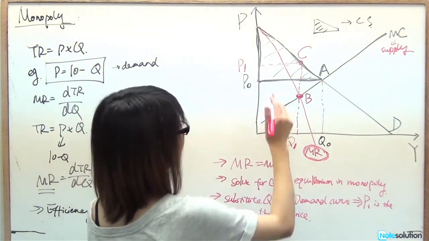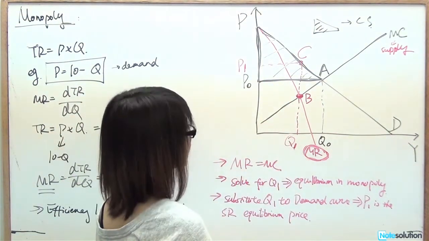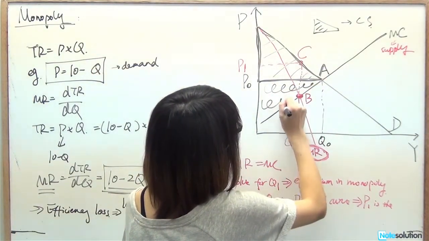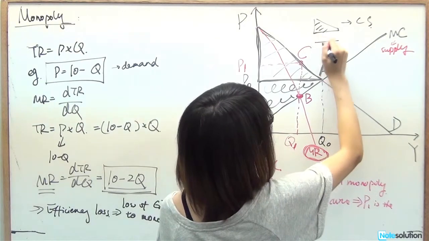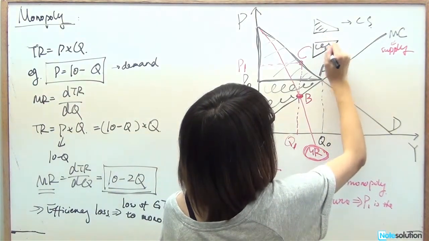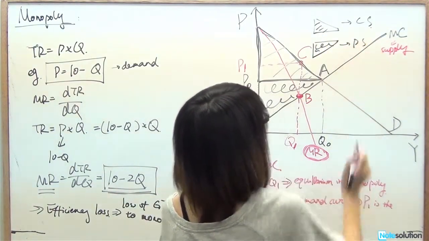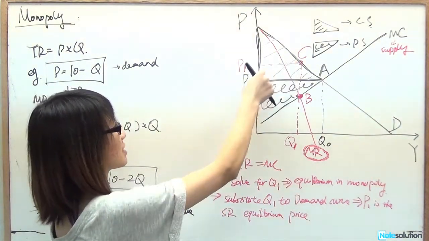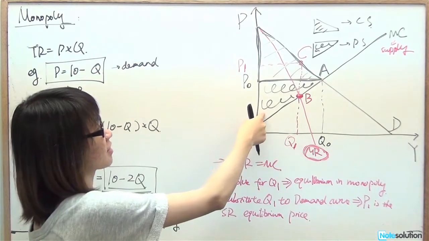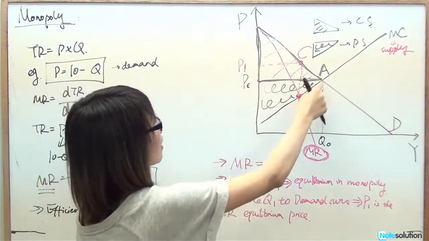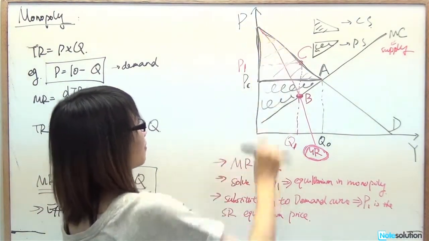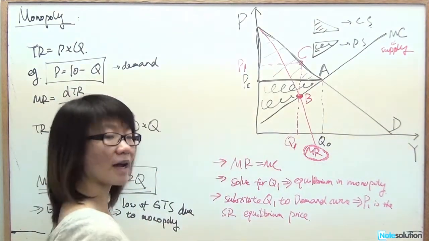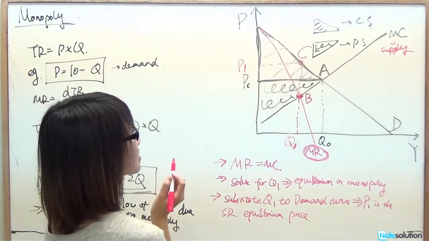And the bottom triangle will be our producer surplus. So the total gain to society is equal to the consumer surplus plus the producer surplus, which is the whole big triangle. Then let's look at what is the total gain to society for the monopoly market.